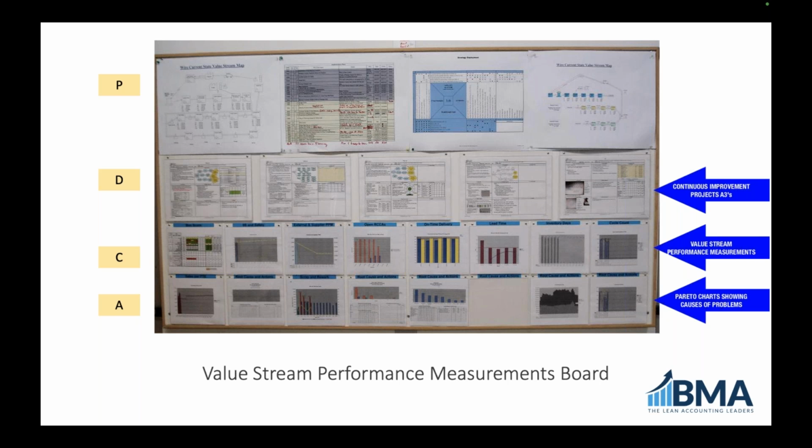You also want to have a visual representation of improvement. Again, you can set it up as PDCA. In this example, you have a current state map, a future state map, and a list of all the improvement events. The D row, those are the continuous improvement projects, and those are really A3s. The check, those are the performance measurements. The adjust, Pareto charts. So again, design the board to be able to understand the status of all improvement events.